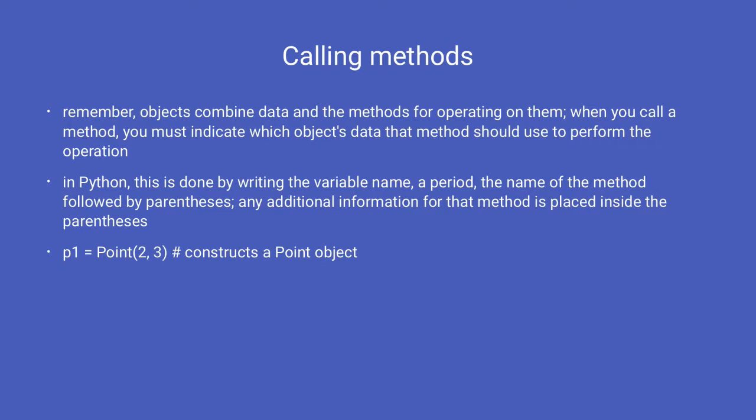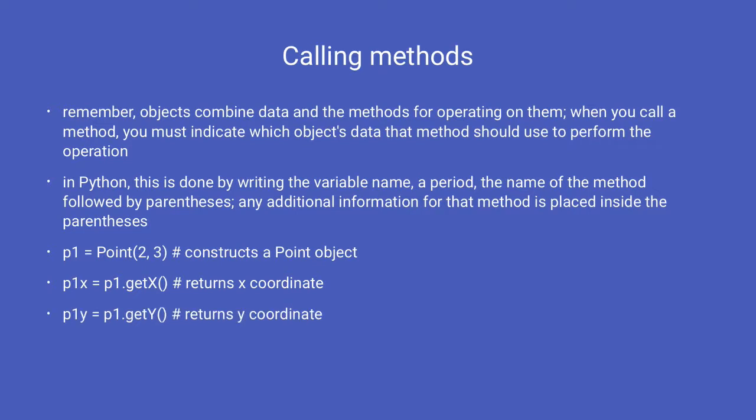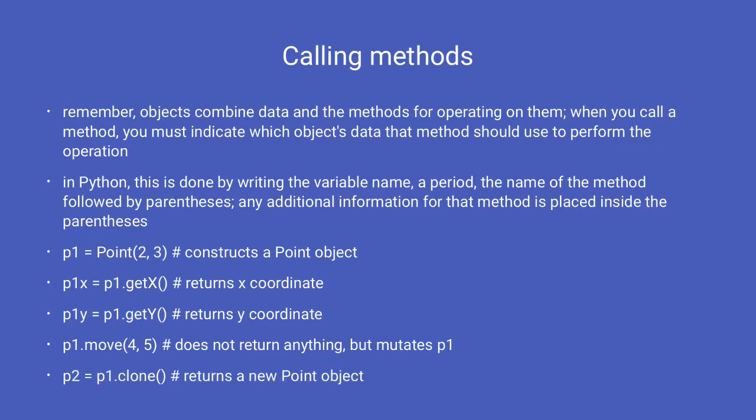First, we create a point named p1. Next, we call the getX method using p1's data, so p1x would be 2. Calling the getY method using p1's data returns 3 and is assigned to p1y. The move method does not return a value, so we have not assigned anything to it. Instead, it mutates the object, so its coordinates are now 6 and 8. p2 equals p1.clone creates a new point object with coordinates 6 and 8.